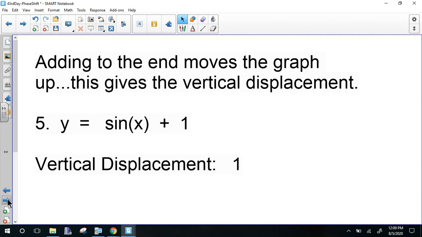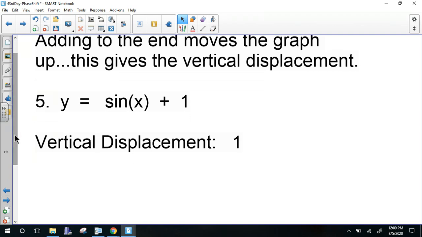And the last thing we're going to talk about is what do numbers do on the far right of the equation that are not inside the parentheses with the x? Well, it moves it up or down. Plus will move the whole graph up. Minus will move the whole graph down by whatever number is there. So if I wanted to graph y equals sine of x plus 1, I would graph sine of x, move every point up 1.